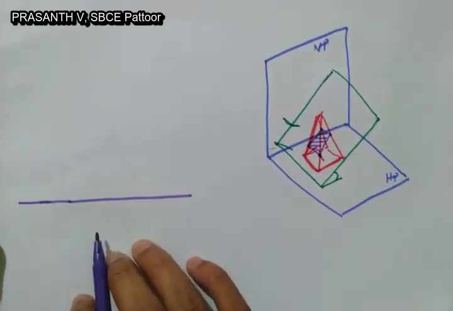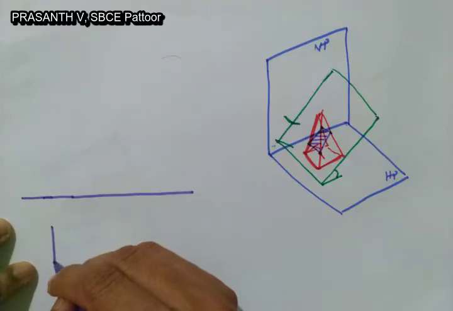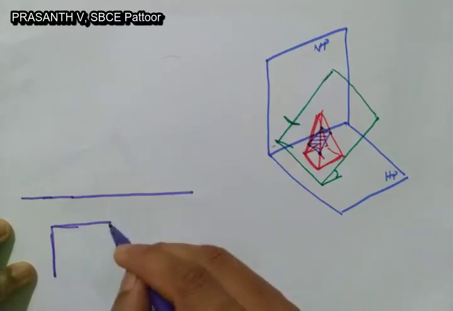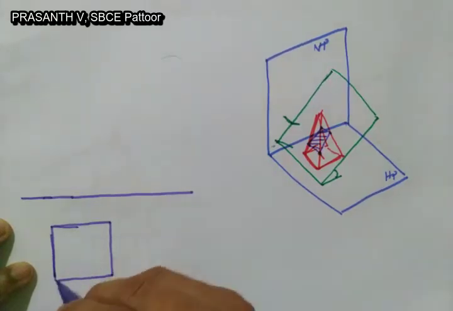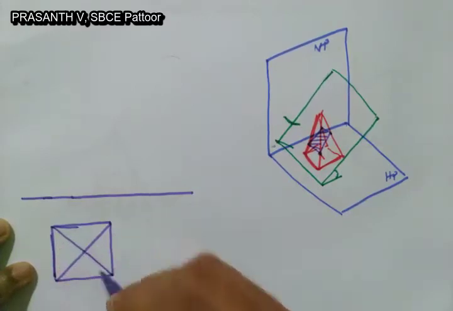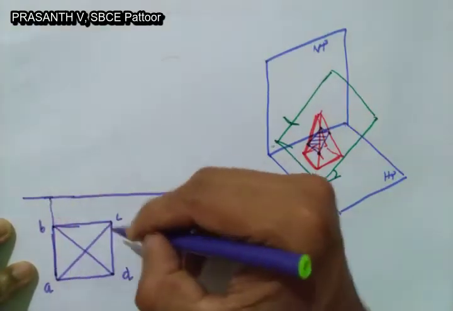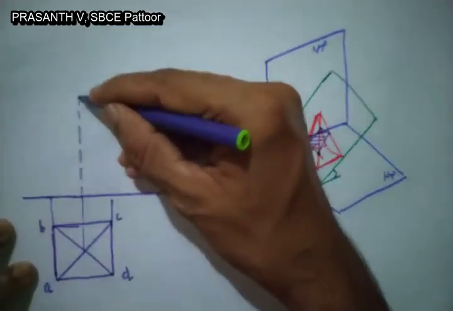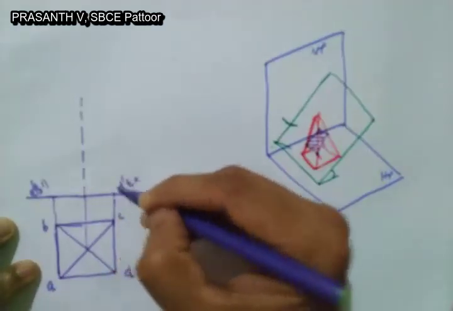Draw XY line. Square pyramid, side of base 40 mm and axis 60 mm long, is resting on HP with its base such that two base edges are parallel to VP. See, A dash, B dash, E dash, C dash.